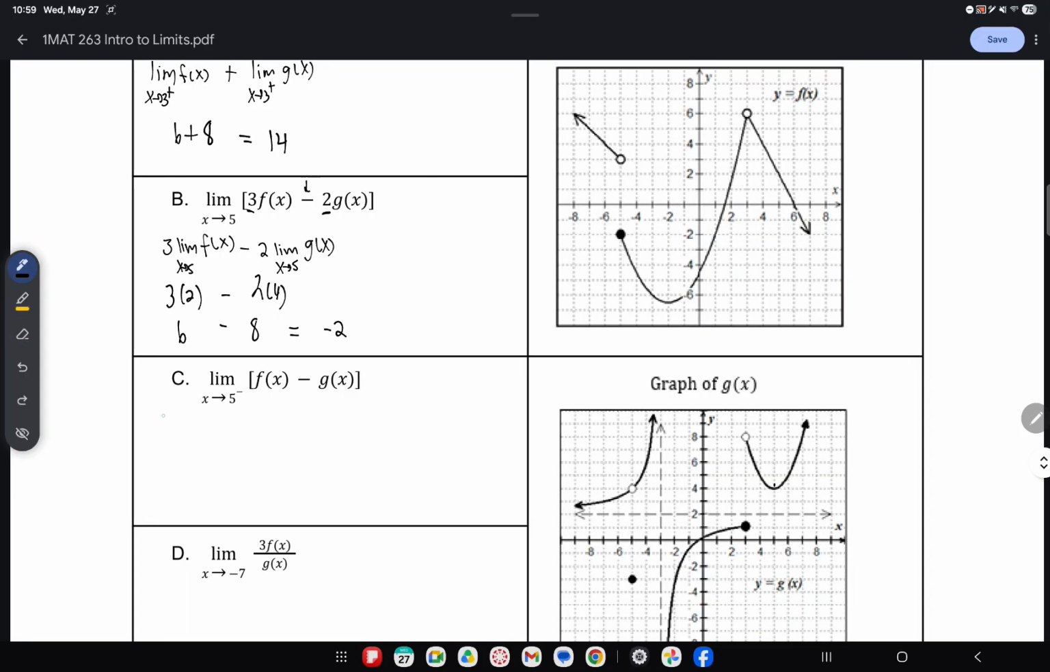Now we're separated with just subtraction, so the limit as x approaches 5 from the left of f of x minus the limit as x approaches 5 from the left of g of x. So 5 from the left is 2, and 5 from the left is 4, and 2 minus 4 is negative 2.